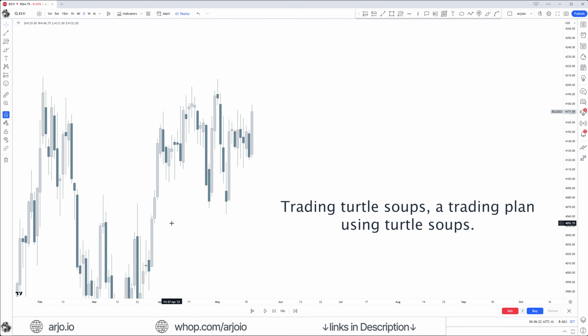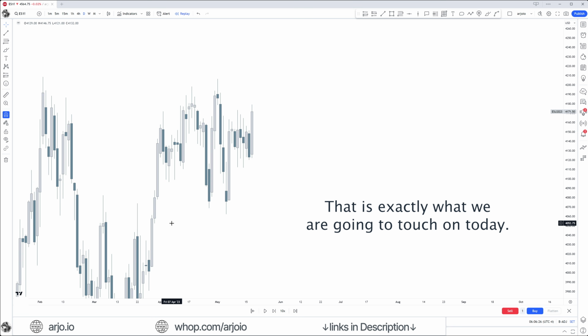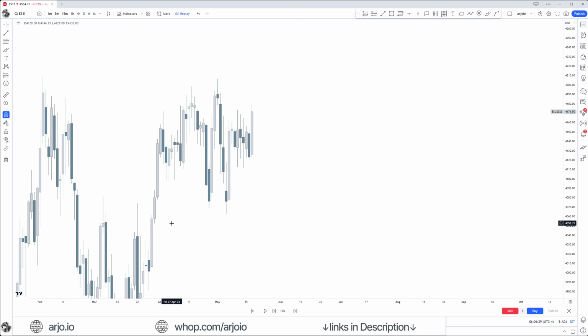Trading turtle soups, a trading plan using turtle soups. That is exactly what we are going to touch on today. So first off, we are going to touch on turtle soups in seek and destroy conditions. And then afterwards, we are going to look at certain techniques that we can use using turtle soups in trending conditions. Again, just a small disclaimer.